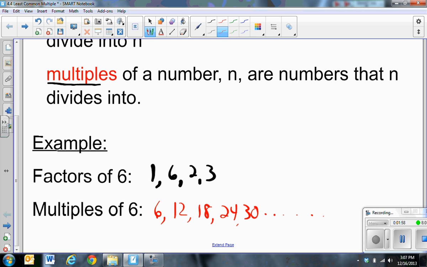And the list goes on and on and on without any end. Okay, it's an infinite list, unlike factors. Factors are a finite list. We have 4 factors of 6. Okay, so to identify multiples of a number, we just multiply it by 1, by 2, by 3, by 4, and keep going as long as we want.